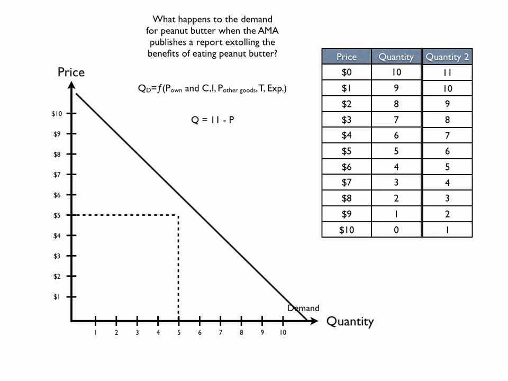And again, what we can see is at any given price, consumers are now willing to go from, say, consuming 5 units at $5, to wanting 6 units of peanut butter. And conversely, at 5 units, they were willing to pay $5. Now they're willing to pay $6 for that 5th unit of peanut butter.